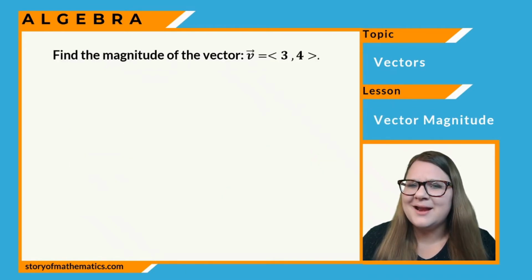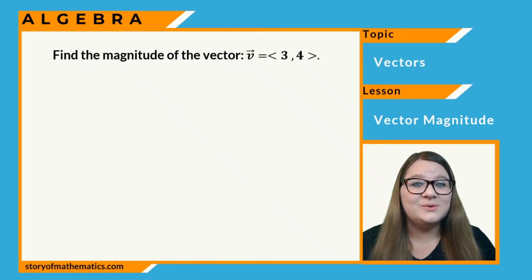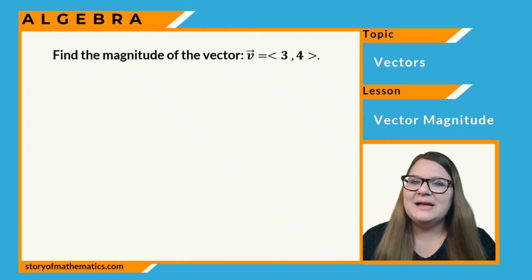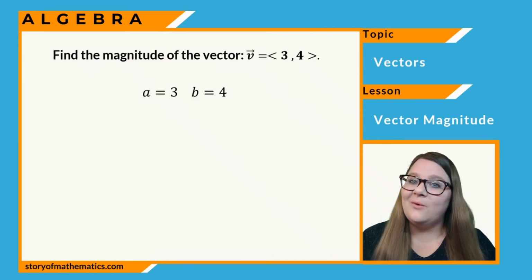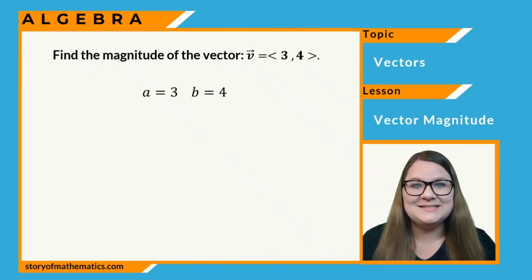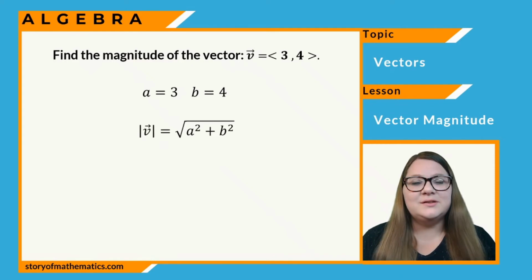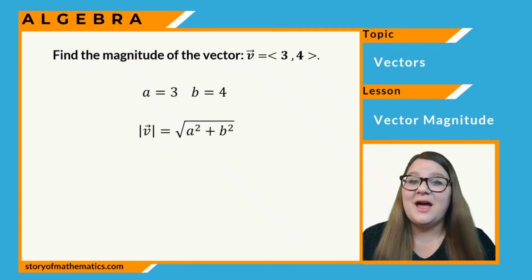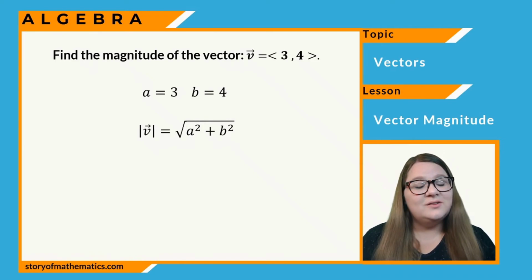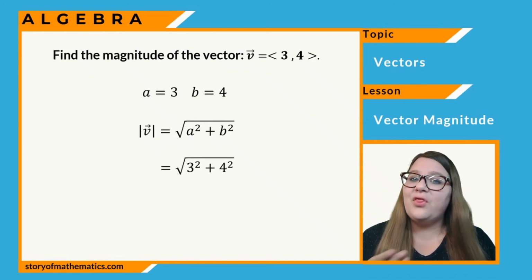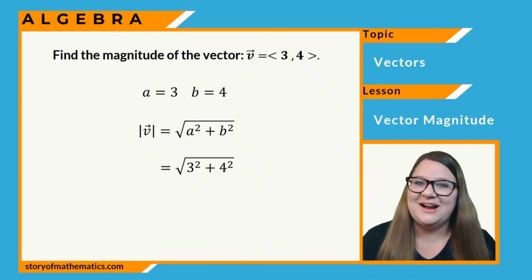Let's say I want to find the magnitude of the vector v equals ⟨3, 4⟩. Well, I can see that my a is 3 and my b is 4 because that's my horizontal and vertical components. So now I can plug them into the formula. Magnitude of v is the square root of a squared plus b squared. So in this case, I'm going to have the square root of 3 squared plus 4 squared.